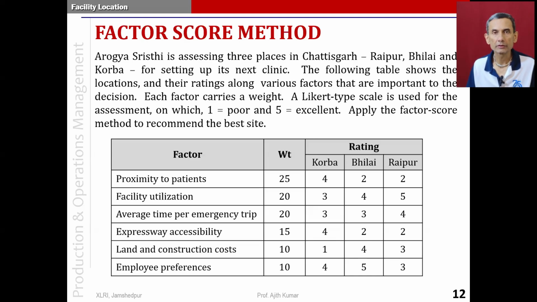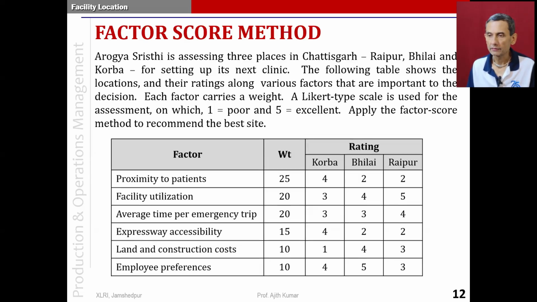As you can see here, proximity to patients is given a weight of 25. The facility's expected utilization is given a weight of 20, and so on. And then a scale, for example, a Likert type scale, is used to assess each of the identified locations on each factor. So you can see here Korba, Bhilai, and Raipur, all three have been evaluated on a Likert scale ranging from 1 to 5, where 1 means poor and 5 means excellent. So how do we apply the factor score method with all this information?